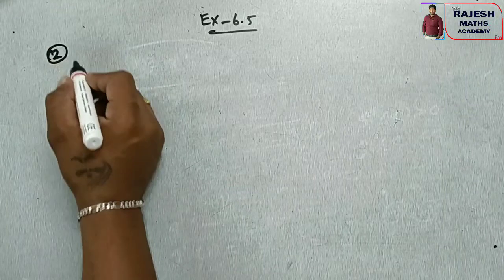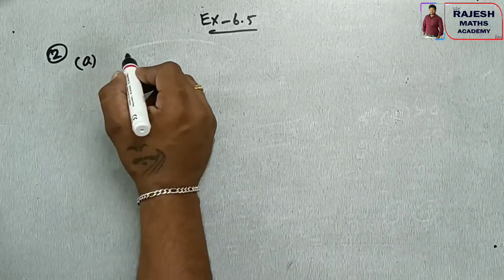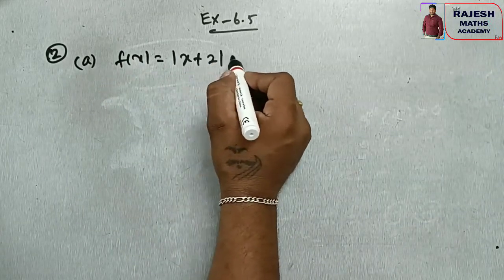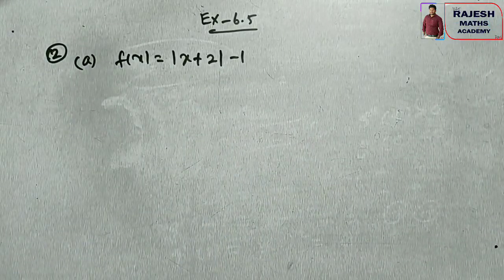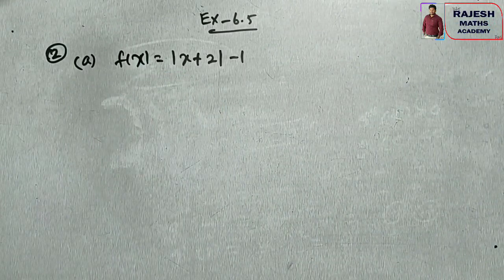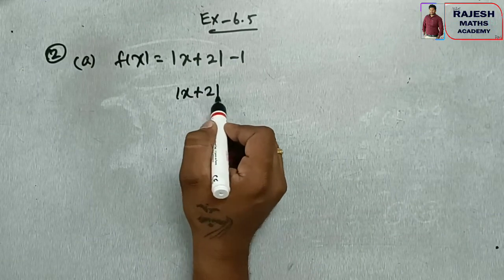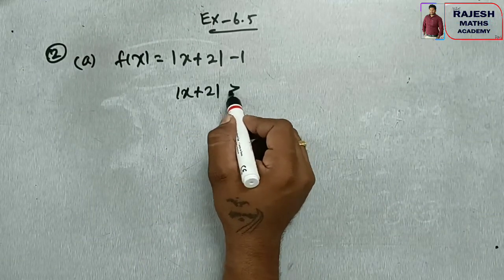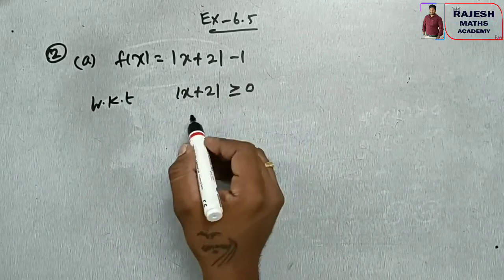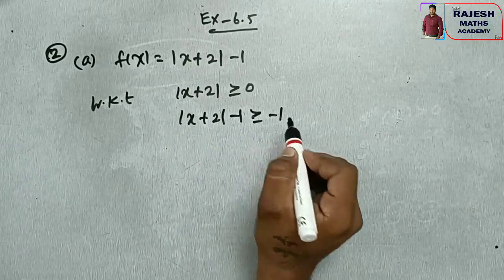Find the minimum value and maximum value, if any, of the following functions. First question, A: f of x equal to modulus of x plus 2, minus 1. We are going to find the minimum value and maximum value for this function, if it is possible. We know that modulus of x plus 2 is always greater than or equal to 0. So we are going to add -1 on both sides. I will get modulus of x plus 2 minus 1 greater than or equal to -1.